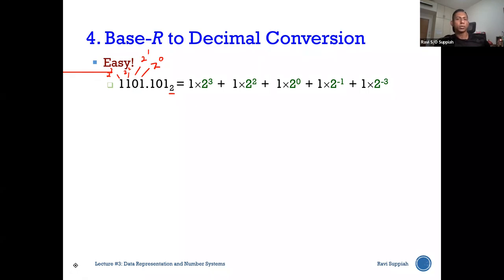This 2 to the power of 0, you multiply by 1. So that is what you have here. 2 to the power of 1 multiplied by 0. Anything multiplied by 0 is 0, so that's why we did not write it here. Then 2 to the power of 2 multiplied by 1, followed by 2 to the power of 3 multiplied by 1. As you can see, this represents the whole number part.